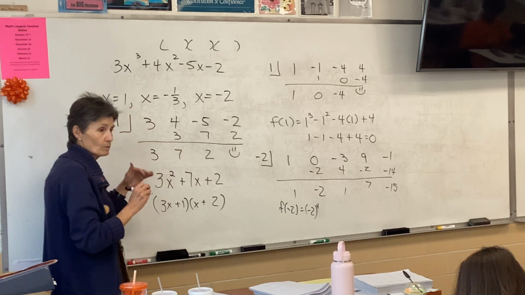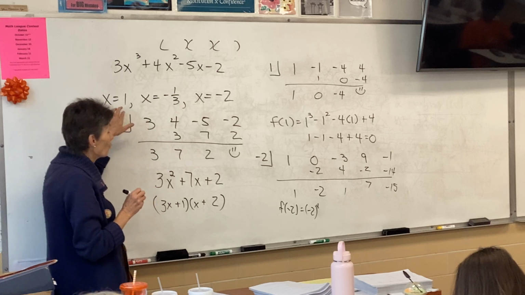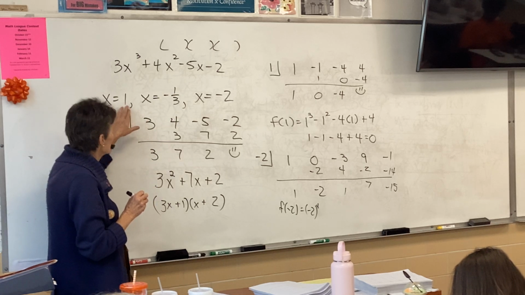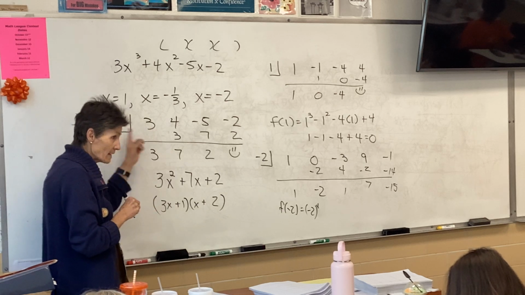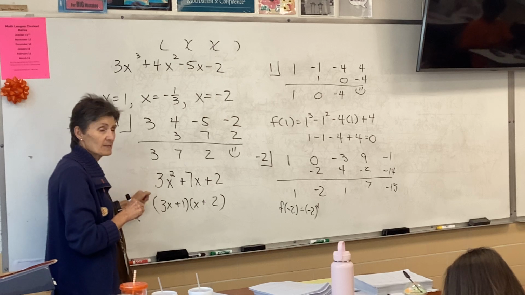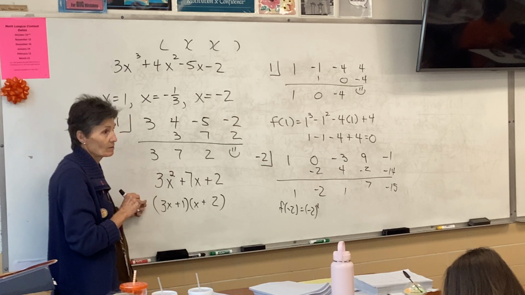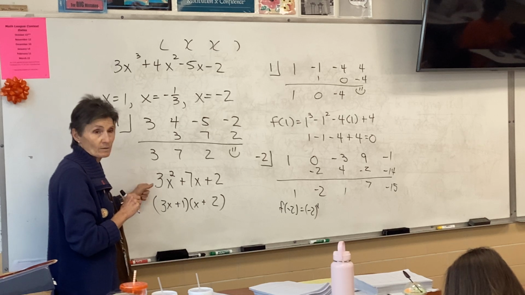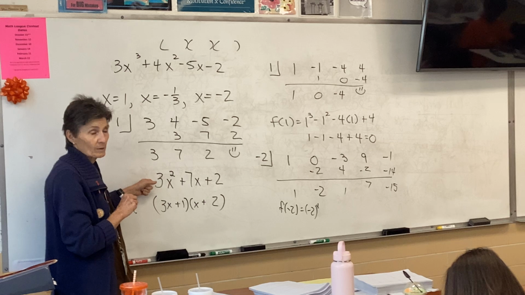So don't lose sight of what you were doing. You had this big thing and they gave you one of the answers. Your job was to find the other 2. So we divided out and factored what was left. If this didn't factor, or if you couldn't factor it, maybe you just don't like factoring that, what else could you do to get the other 2 roots here? I thought we were going to have to do it.